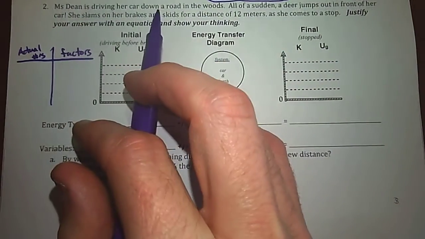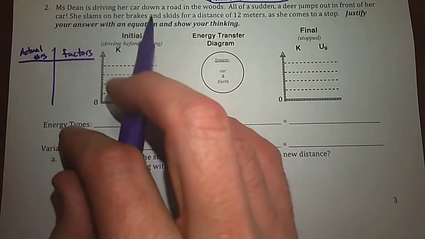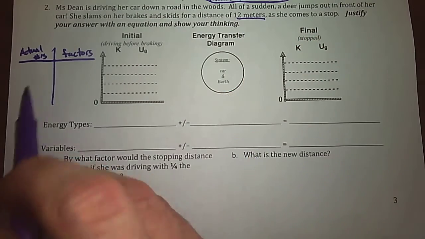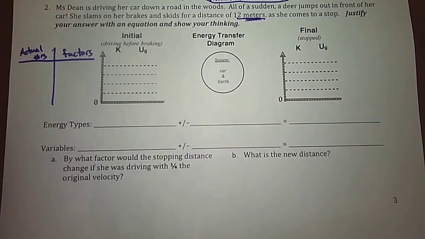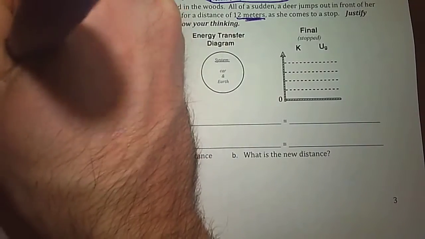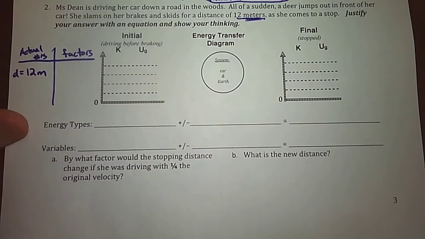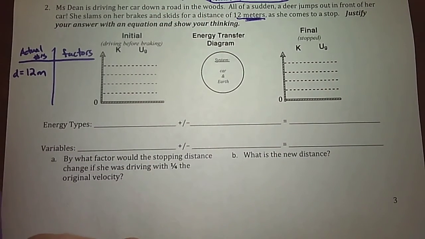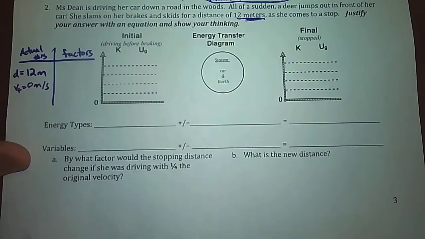So she's driving down a road in the woods. All of a sudden, a deer jumps out in front of her car. She slams on her brakes and skids for a distance of 12 meters. All right, so my distance is 12 meters. Do I put it in this column or this column? Well, it's got some units, so this looks like it's an actual distance in this case. So I'm going to put under the actual numbers column, distance is equal to 12 meters as she comes to a stop. By the way, that would mean our final velocity would be 0 meters per second. That's an actual number too.